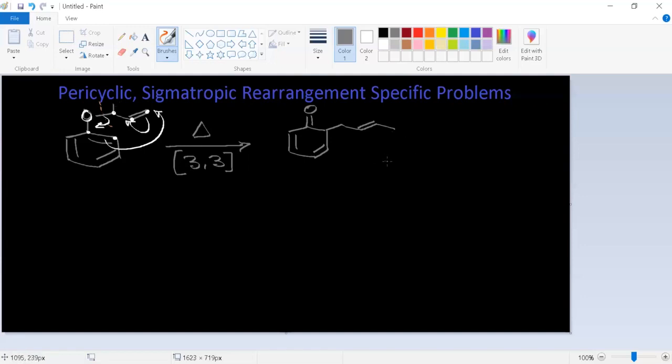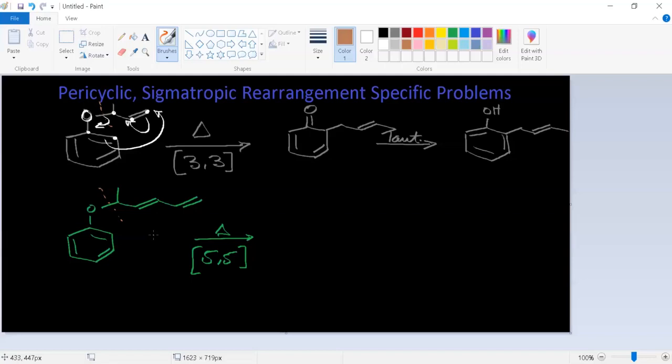So this would be our, I don't know if I said final, but this should be our intermediate because again, we have the enone. So just tautomerize to get to our actual final answer, which gives us back that aromatic ring.